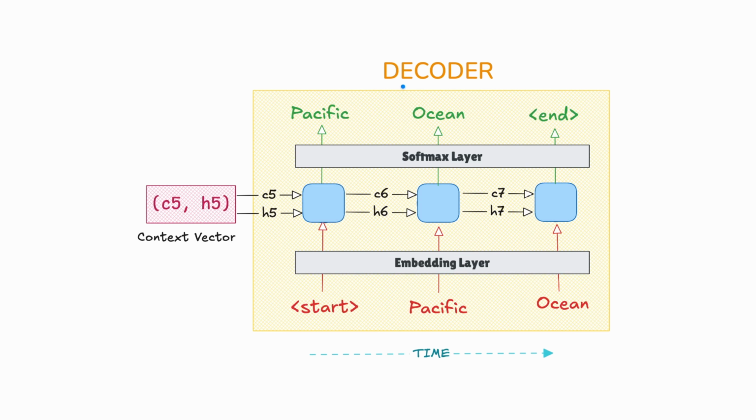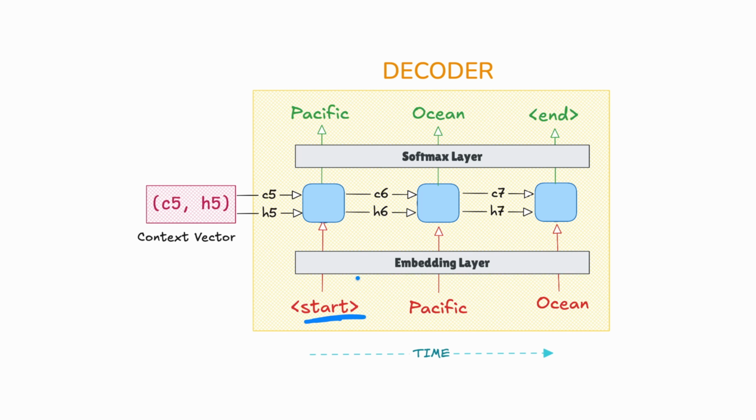So now let's look into the decoder. Decoder is the part where we get the output. For the input, we'll provide the context vector that we are getting from the encoder. So C5 and H5 is the context vector that we are getting from the encoder. And this is the LSTM unit. So we'll provide C5, H5 as input through this LSTM unit. Along with that, we'll provide this start token. We'll have two reserved tokens, that is start and end. Start will start the output sequence, and end will end the output sequence. So first we'll input the start token.